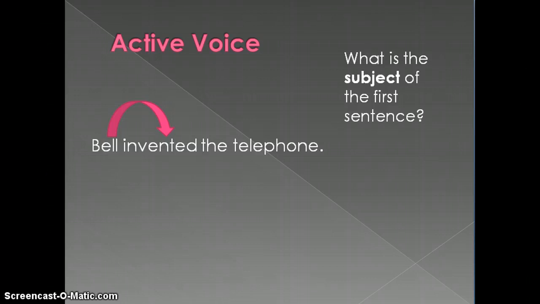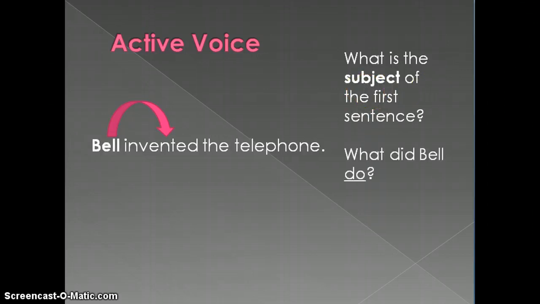We've got here, Bell invented the telephone. Okay, and if we look at the question, what is the subject of the first sentence, we can see that the subject is Bell. Okay, and what did Bell do? He invented the telephone. So active voice implies that the subject does something. So this is what active voice is all about.